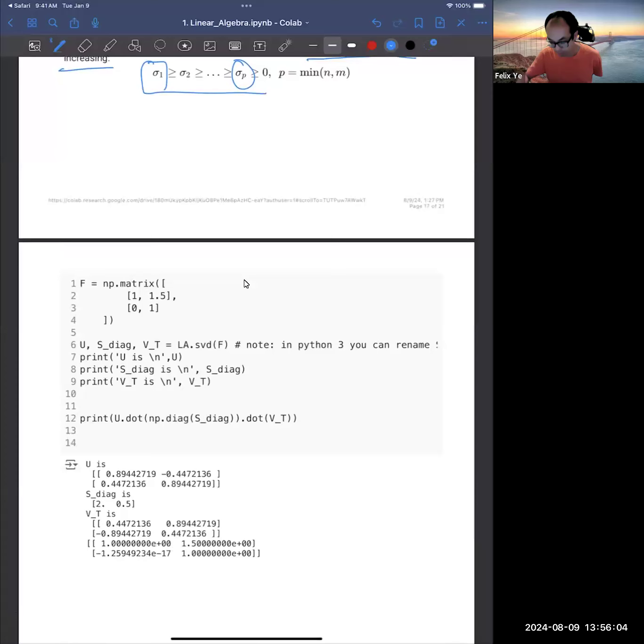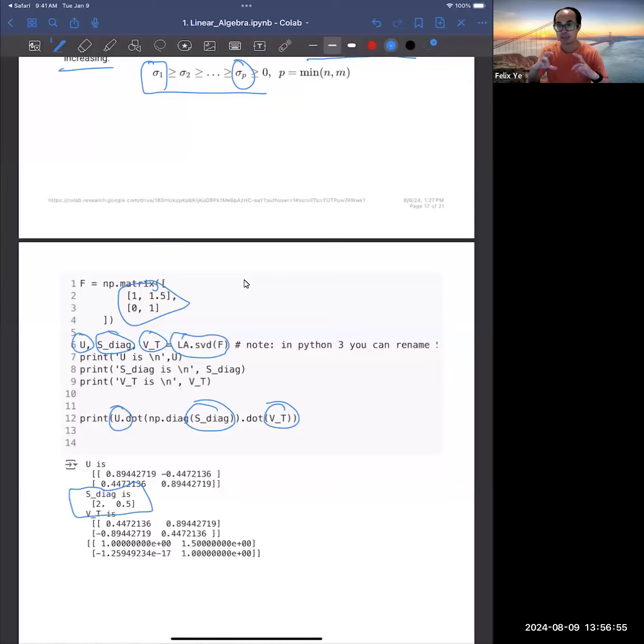The way that you do it is you can just call LA dot SVD. This processes the singular value decomposition of the matrix F, giving the U, the diagonal part, and the V transpose. I want to emphasize that what you get out is actually V transpose, not V. Then you can just do U dot S diagonal dot V transpose. It should come back to the original matrix F right here, and you should get precisely the same F, which you can see is the same. S diagonal just gives you the diagonal component of my singular values.